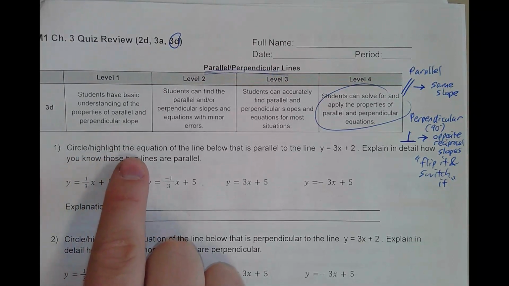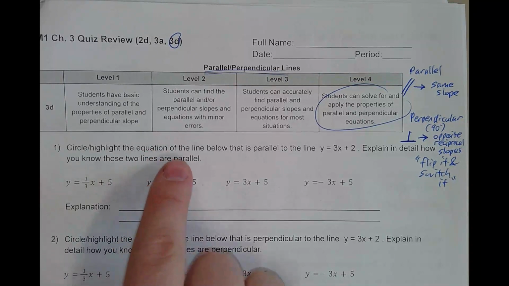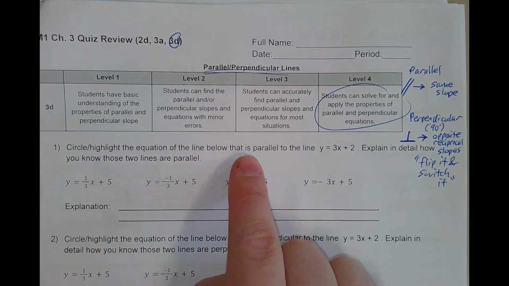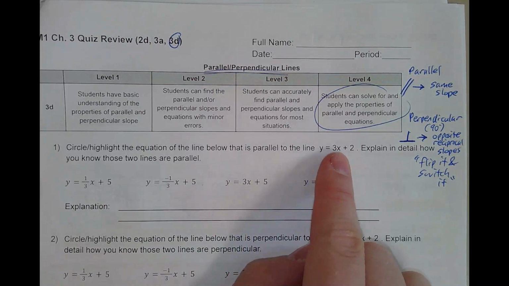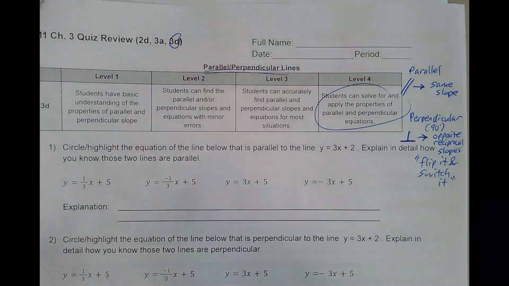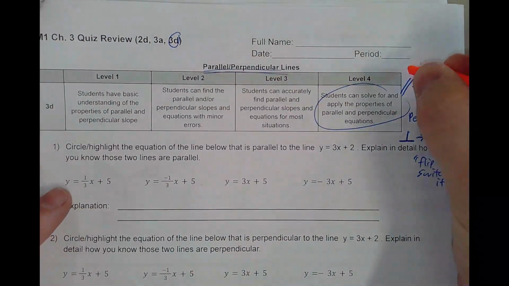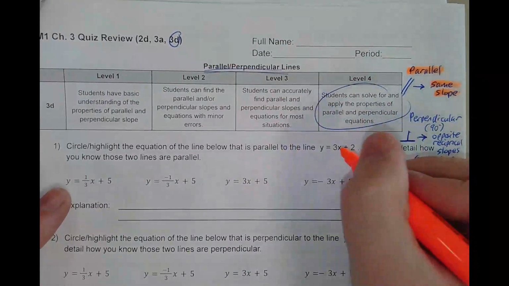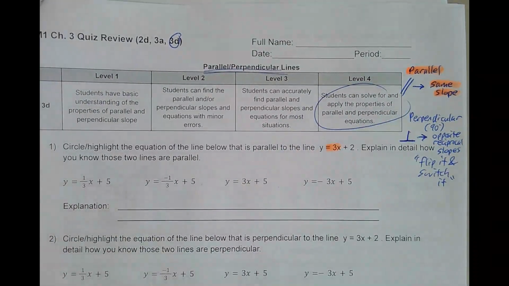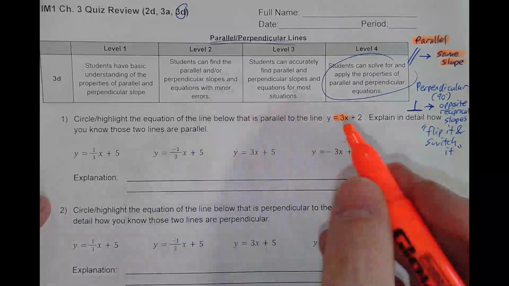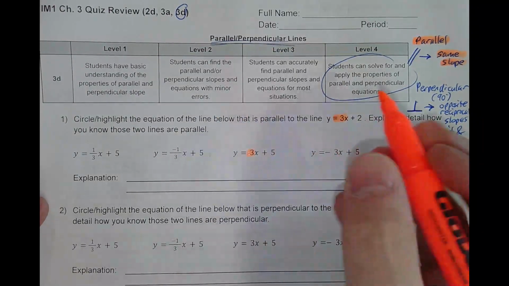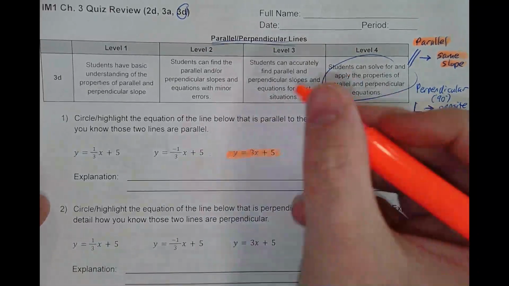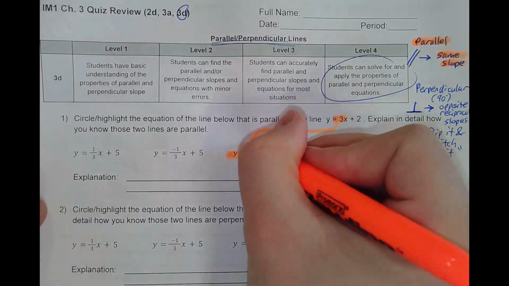Circle or highlight the equation, should say equations, of the line below that is parallel to y equals 3x plus 2. Parallel means, what is parallel? Parallel means same slope. So all we're looking for, do they have the same slope? For number 1, which of these has a slope of exactly 3? The only one that has a slope of exactly 3 is this one.